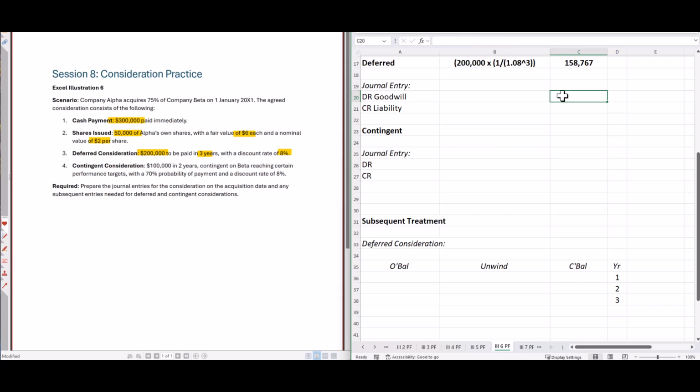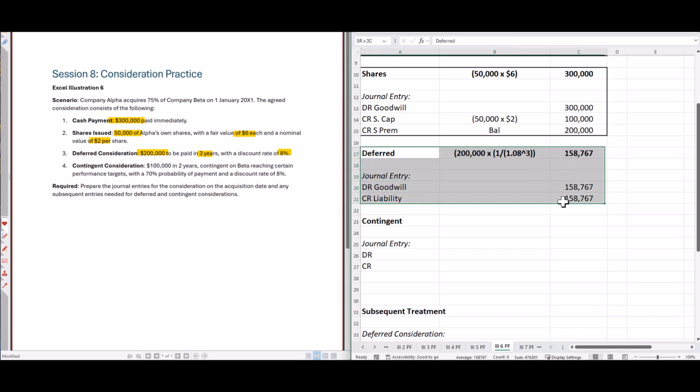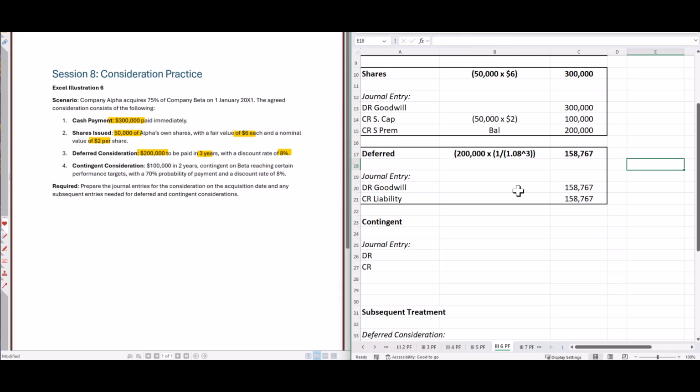Okay, with the total 158,767, debit goodwill, credit a liability. That is our deferred consideration done. We'll think about what we do subsequently in just a moment.